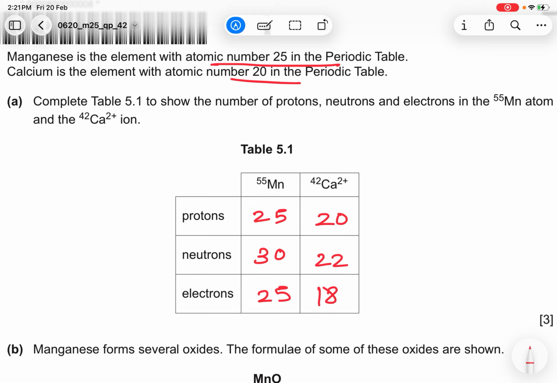So the proton number will be the same, which is already given here. For manganese it is 25 and for calcium it is 20. That is nothing but the atomic number. For neutrons you will have to subtract 55 minus 25, which is going to give you the neutron number. Same in case of calcium, you will have to subtract 42 minus 20, which is going to give you 22.